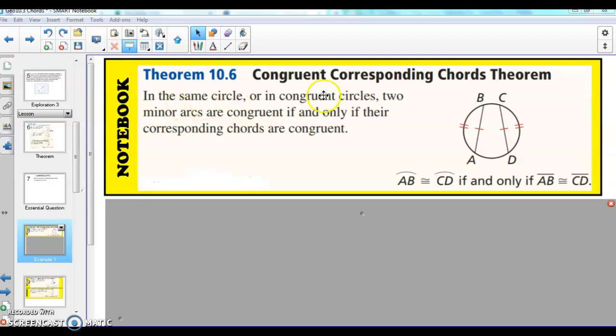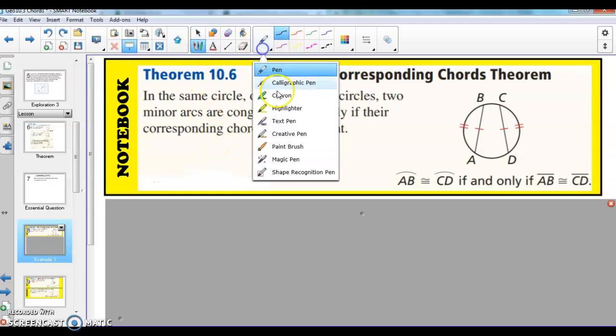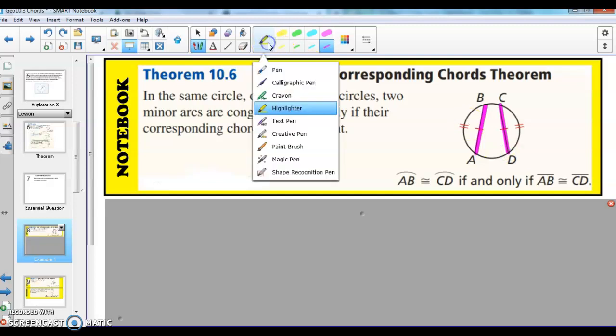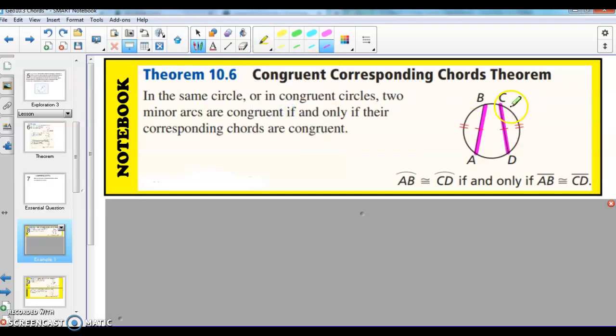In the same circle or in congruent circles, two minor arcs are congruent if and only if their corresponding chords are congruent. What does this mean? If we look at the diagram, if these two chords are congruent, BA is congruent to CD, then their corresponding arcs in the circle will also be congruent to each other. So in other words, CD is also congruent to BA.